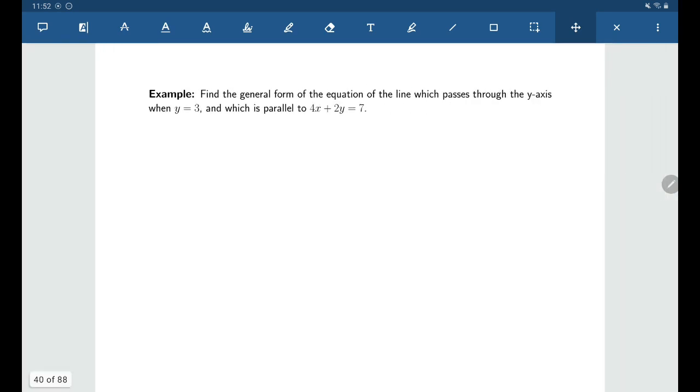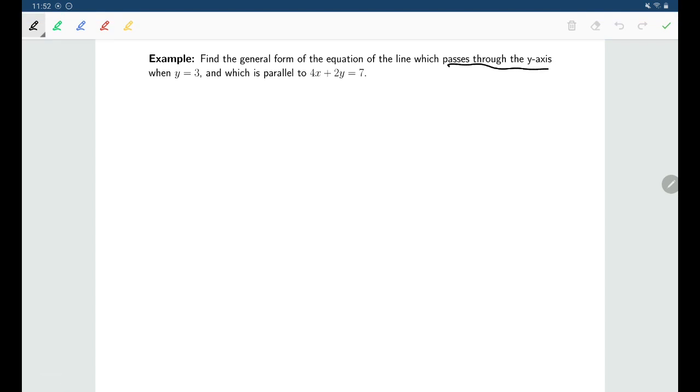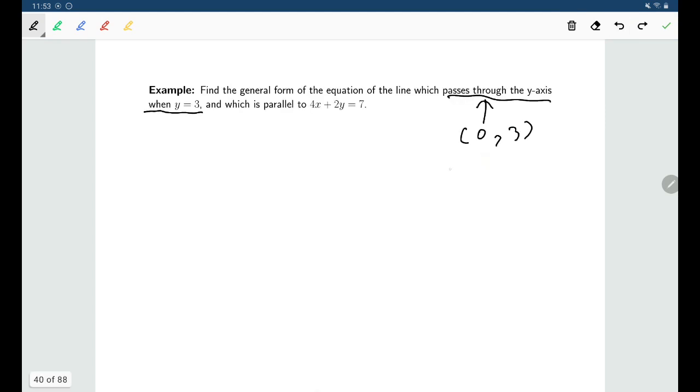One more, which is us finding the equation of the line that passes through the y-axis at this point when y is equal to 3, or in other words, we're passing through the point (0, 3), or in other words, the y-intercept is 3. So if we're thinking about using slope-intercept form, we already know that our line is going to have the y-intercept of (0, 3), so our equation would be y equals mx plus 3. The only thing that we don't know about our line is what is the slope of our line.